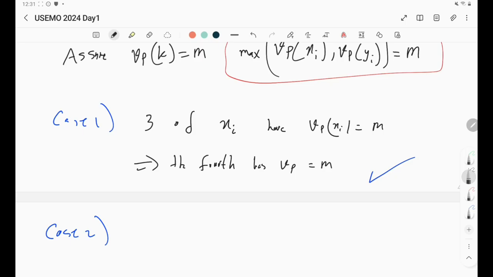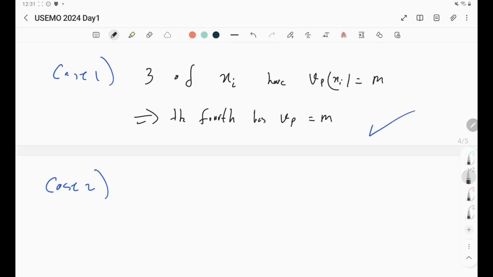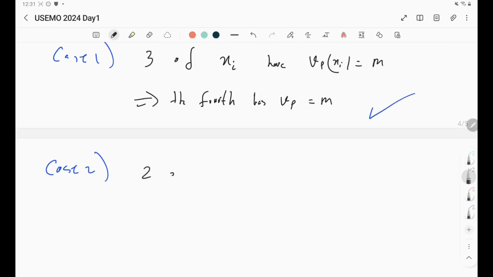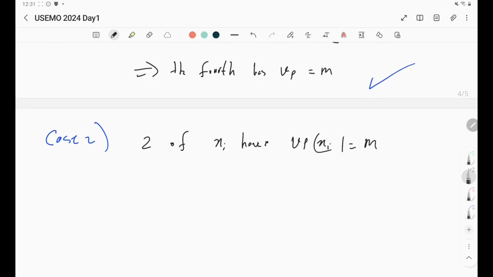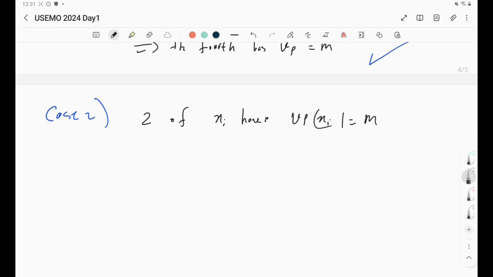Okay, 3, 4, we're done. What if we have 2? The x_i only, like they have v_p(x_i) equals m. So the other two don't have v_p as m. So that means their v_p's are going to be less than m.